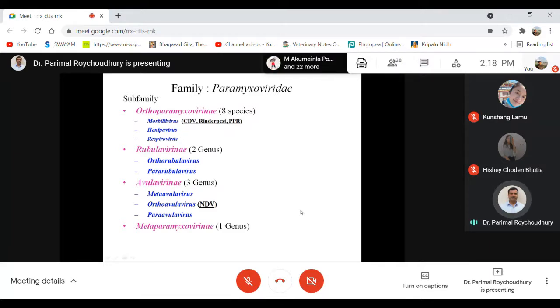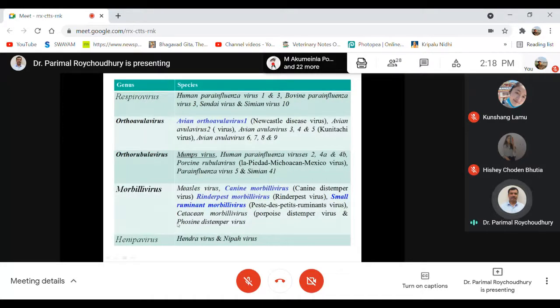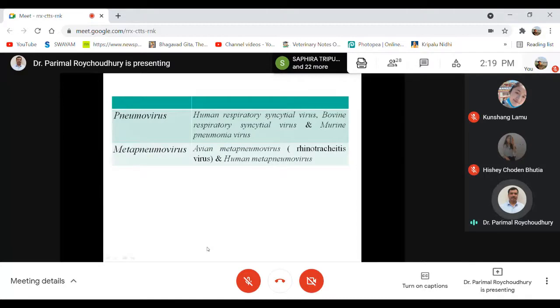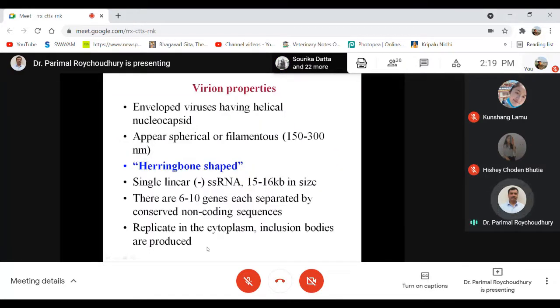Okay, this is in sort of classification. The same things I'm just putting in tabular form. The highlighted one we will be discussing is the avian orthoavulavirus 1. The other day I discussed the avian Paramyxoviridae 1, APMV. It was the earlier name; now we call it avian orthoavulavirus 1. Similarly, canine morbillivirus causes canine distemper disease, the rinderpest morbillivirus causes rinderpest, and small ruminant morbillivirus is the causative organism that causes PPR, peste des petits ruminants. So these are different viruses under this Paramyxoviridae family.